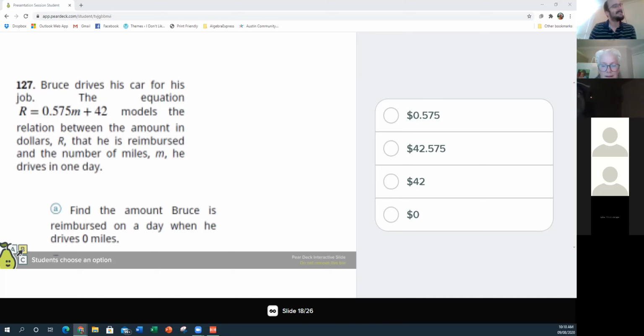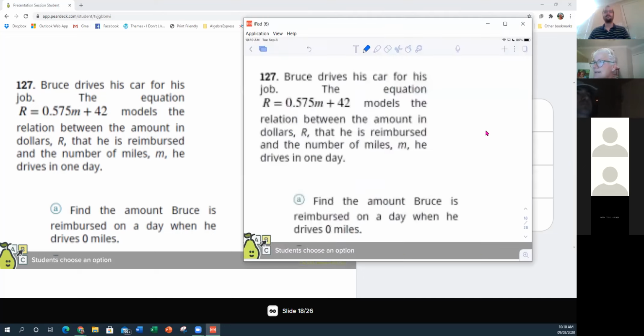Let's see here. Most of y'all are getting this. Okay, what you have to remember on this is that R is like your Y and M is like your X. The y-intercept is going to be 42, and your slope is going to be 0.575. So the amount Bruce is reimbursed on a day when he drives 0 miles would be R equals 0.575 times 0 plus 42, which would be $42.